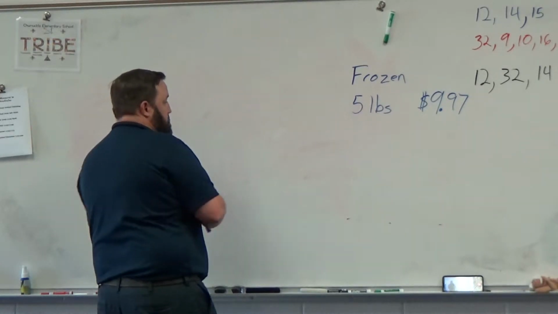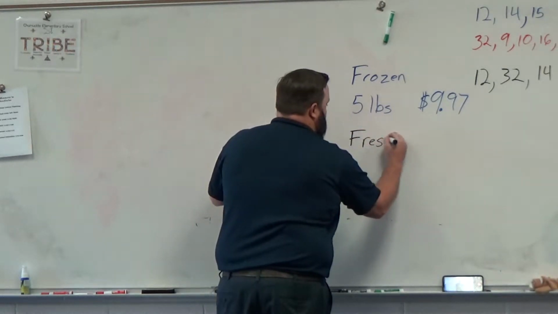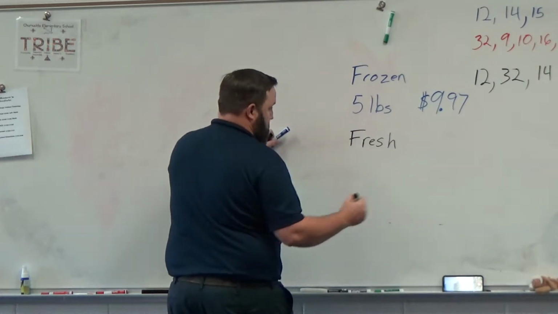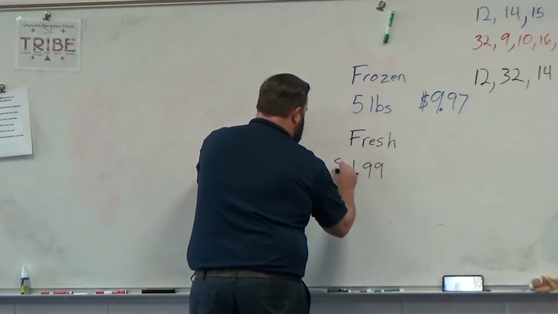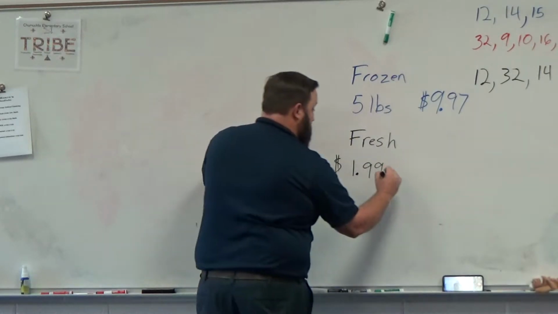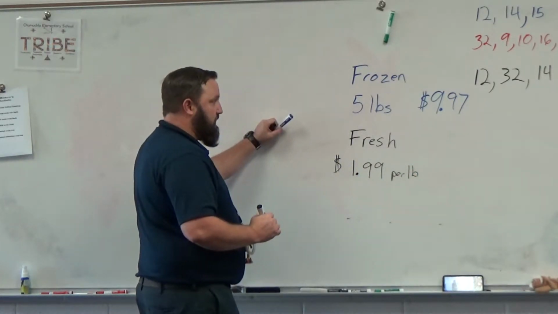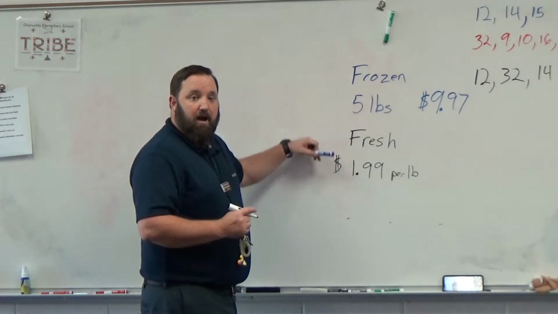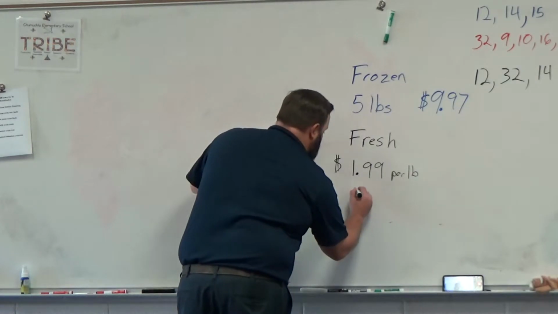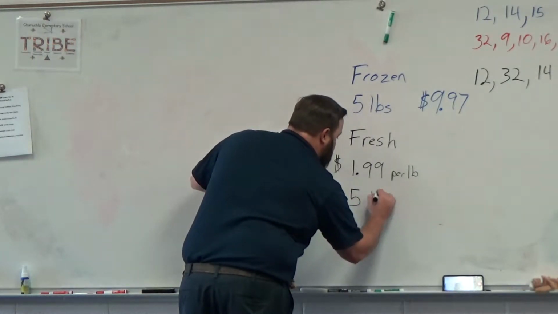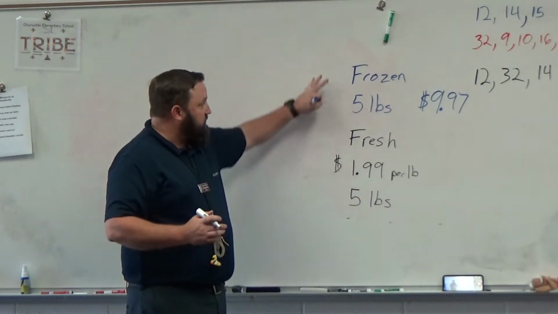For the fresh chicken, it's going to cost me $1.99 per pound. So to equal the frozen, I'm going to need the same amount. I'm going to want 5 pounds of that fresh chicken to see what is the better deal.